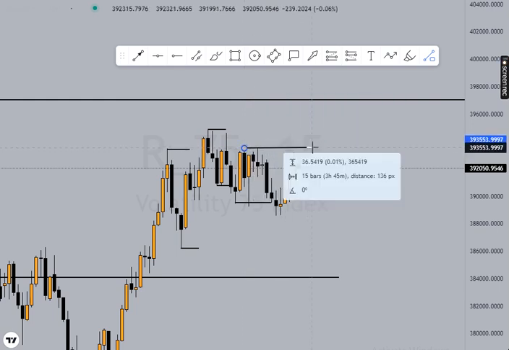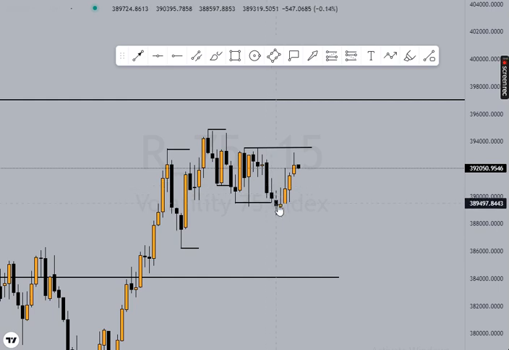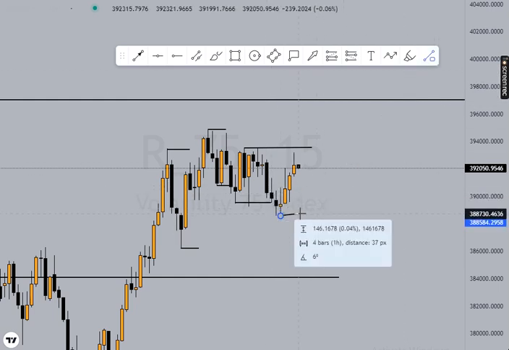And that prompted this break here. Then we have this level below here.